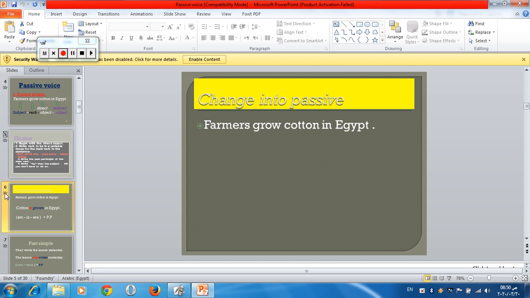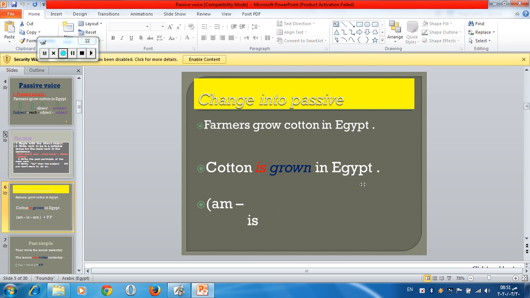Change into passive: Farmers grow cotton in Egypt. Who can change it? Yes, excellent. Number 1, start with the direct object, so cotton. Then look at the main verb, grow. It's present, so we bring is. After that, grow you have to change into grown, the past participle. And I complete our sentence: cotton is grown in Egypt.